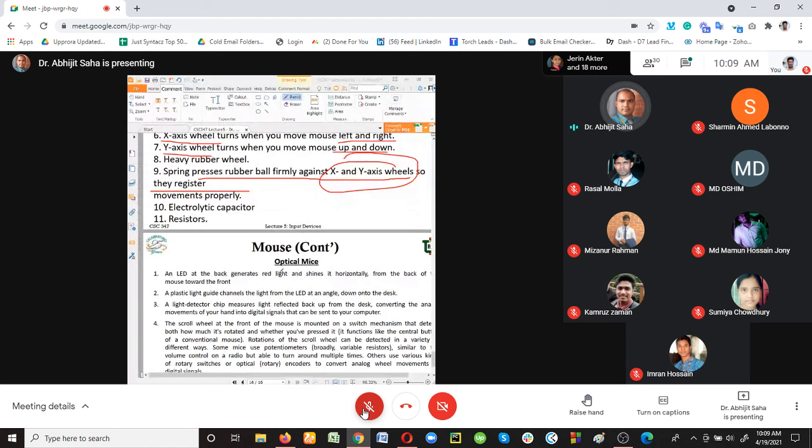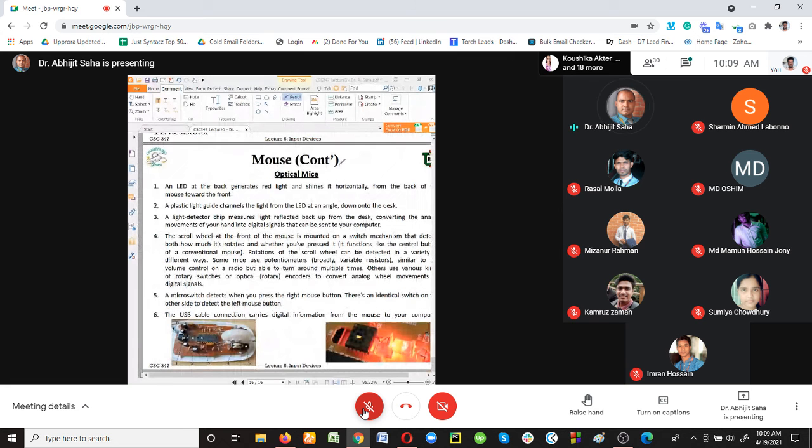The next one is the optical mouse. This is a bit different technology. There is no ball, whereas before there was a ball. So how does it work? We have already talked about the LED light, right? The LED at the back generates red light and shines it horizontally from the back of the mouse toward the front.